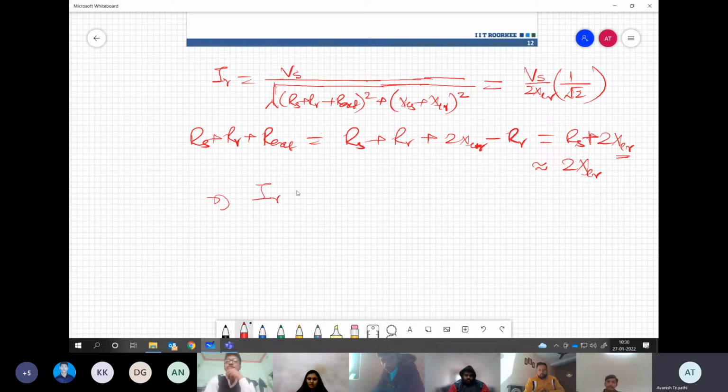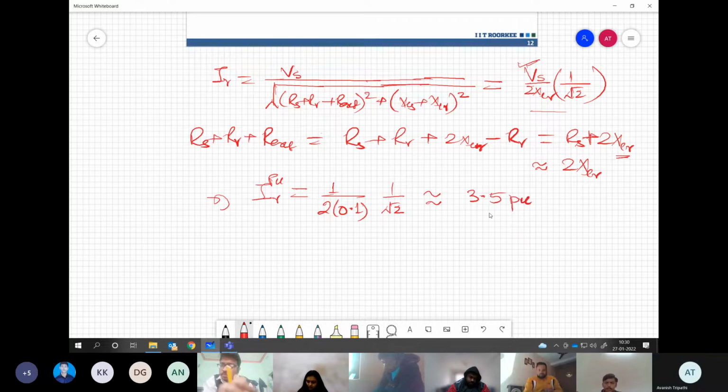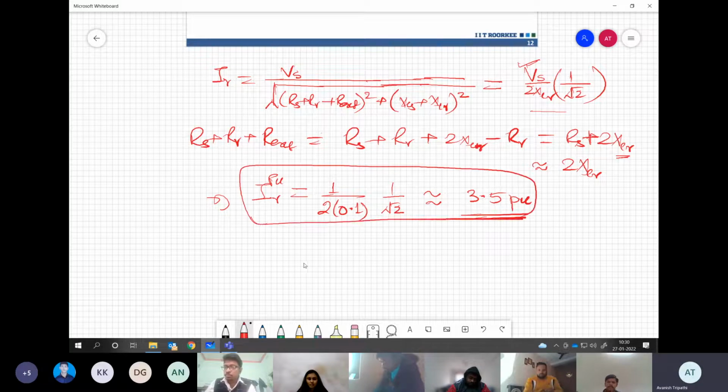So what we have then, that IR, when we have this rated value of voltage and XLR is something like 0.1 per unit. So in per unit, this value will turn out to be nearly 3.5 per unit. So we are able to cut down the current somewhat. Now it is not going up to 5 per unit, but it is restricted up to 3.5 per unit, 350% of the rated motor current. Correct?